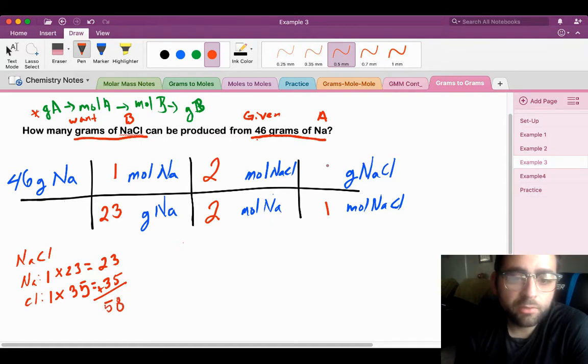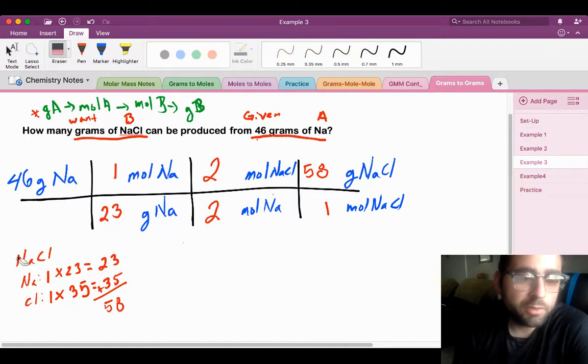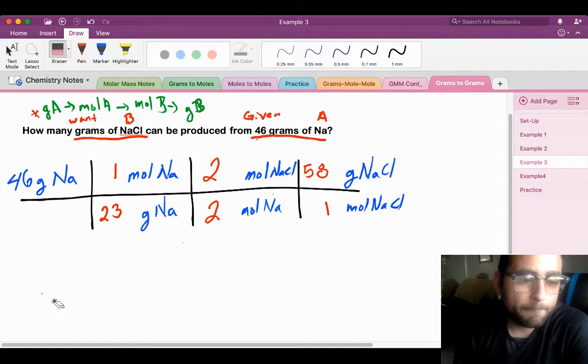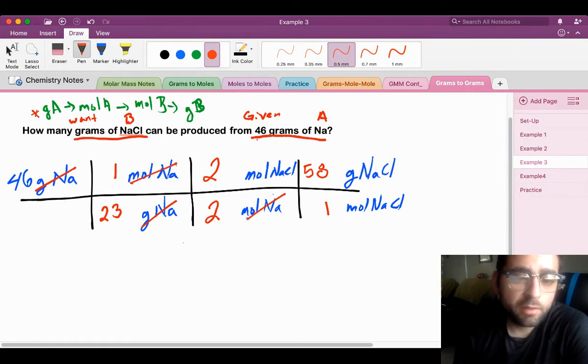So that's the amount of grams of NaCl. So that goes right there. And again, I'm going to use the space right here, so I'm going to delete this. Make sure that you have it. And from here, I can start to cross off the units. So grams of Na cancels with the grams of Na. Moles of Na cancels with moles of Na. Mole of NaCl is going to go ahead and cancel with mole of NaCl.